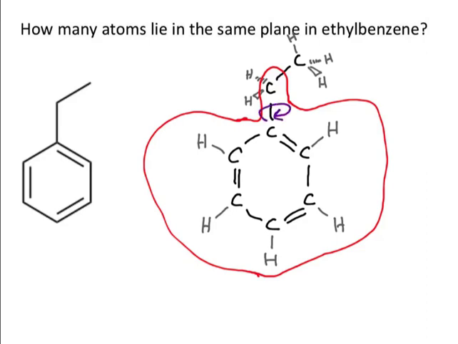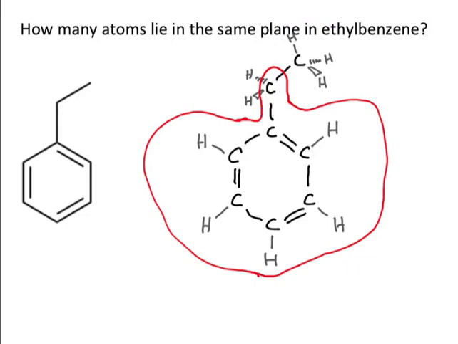So because you can rotate around this single bond, that means that anything attached to this carbon is going to rotate. So this whole group here winds up rotating around and around, like you're whipping it around above your head in a way.